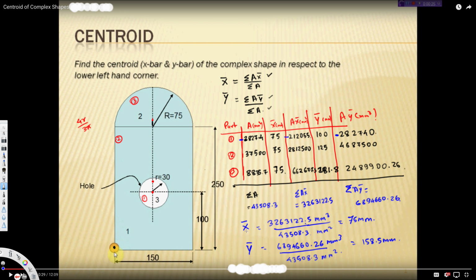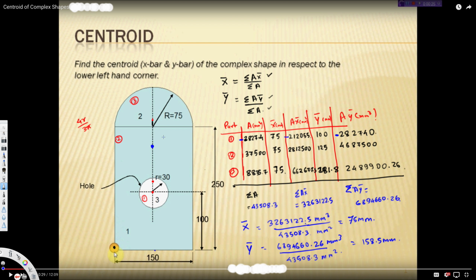Let's see where it's going to be. For x bar, 75 millimeter, so it's going to be exactly in the middle right here, and y bar is 158.5 millimeter. This is 250, and let's say this is 100, so it's going to be somewhere right here. So this is going to be the centroid. If this is 158.5 from this base, if this is the height, then this is going to be the centroid, and it's at a 75 millimeter distance.